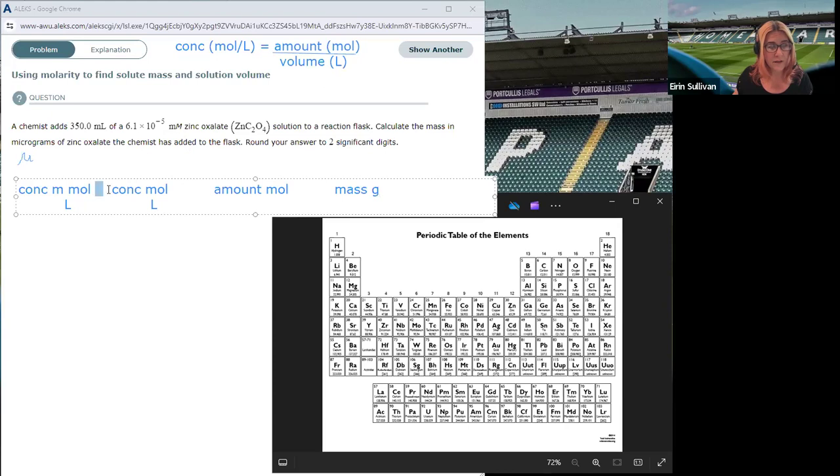Then if we've got our amount in moles, we can get to our mass in grams using our molar mass. I don't know why I just did spaces instead of drawing some arrows in there. I guess it's just going to be one of those days where I have to do things the difficult way. Who would have thought?